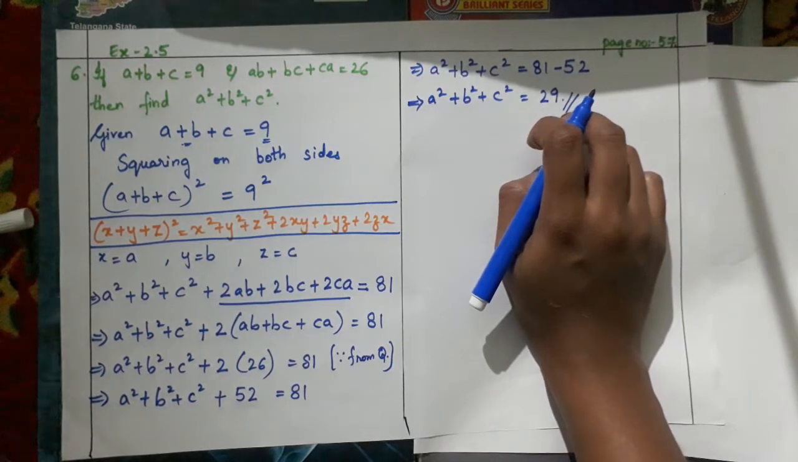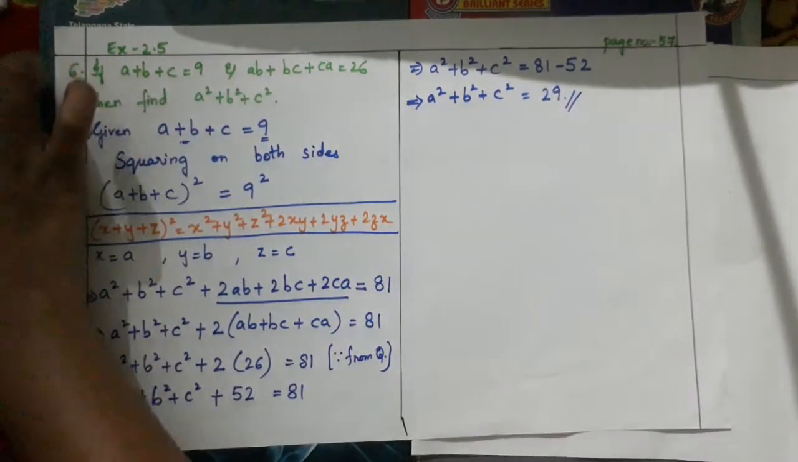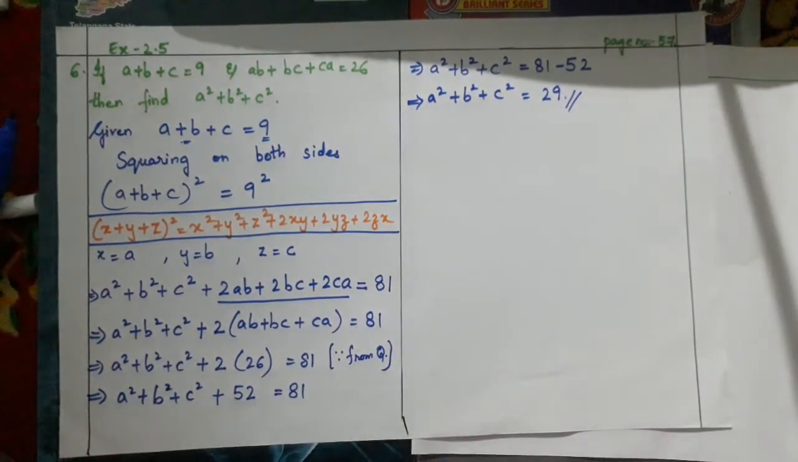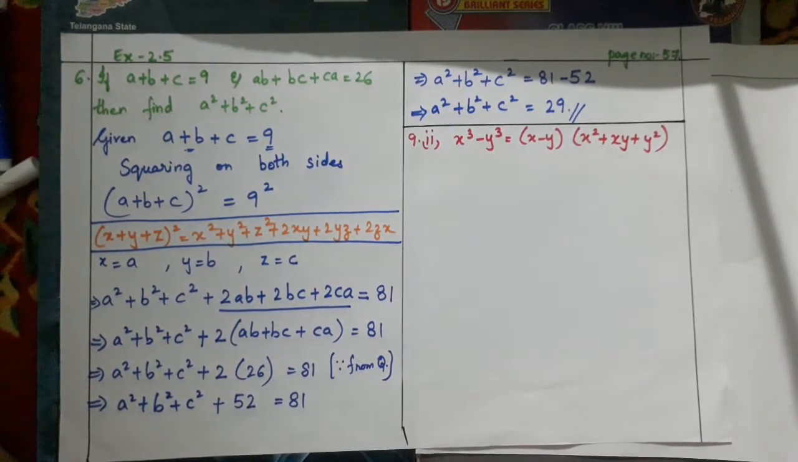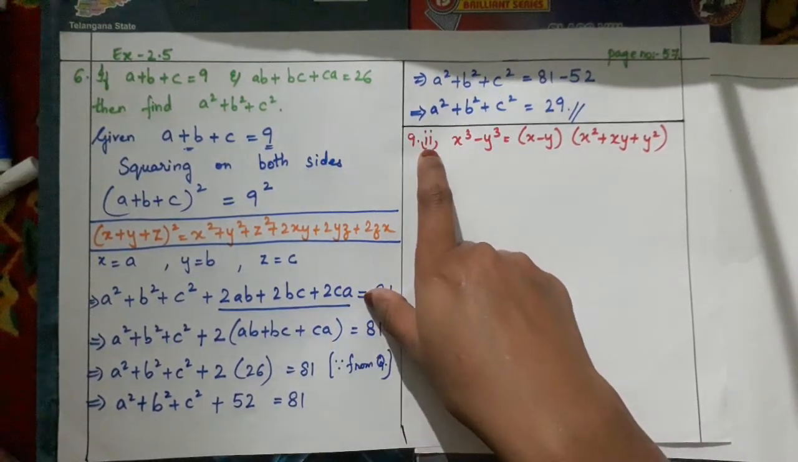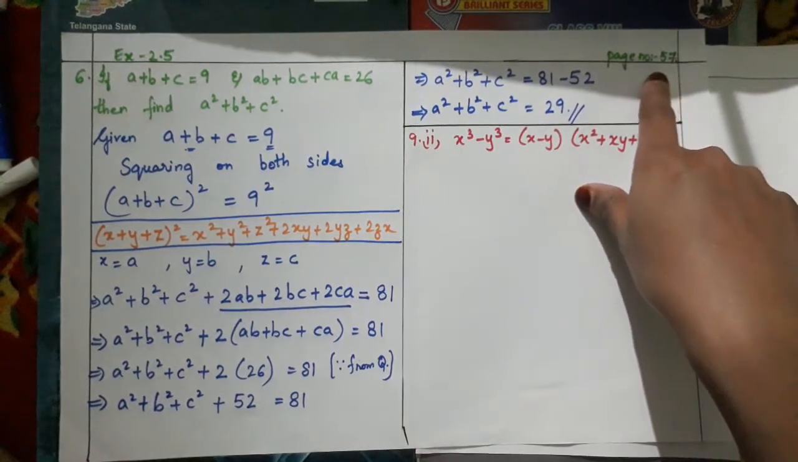Now moving to our ninth question. First I'll be copying the question, children. Moving to our next question, children, that is ninth bit second sum. Ninth bit second sum, children. It is also on page number 57.